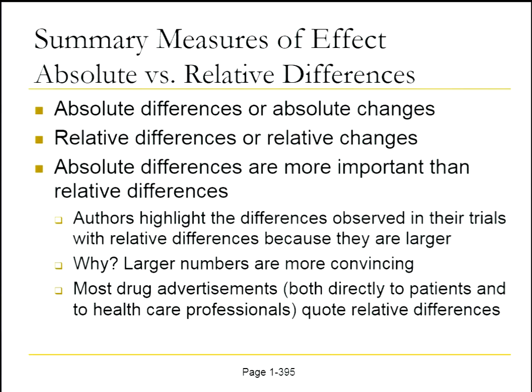So let's first start with the comparison of absolute versus relative differences that are often reported in clinical trials. Absolute differences, sometimes called absolute changes, relative differences. And I would suggest to you that the absolute differences that we observe in clinical trials are more important than the relative differences that are often highlighted by authors. I sometimes fall prey to that as well, by showing relative differences. Why?